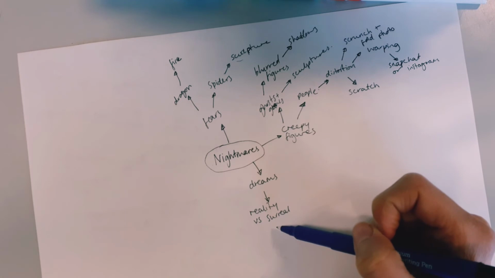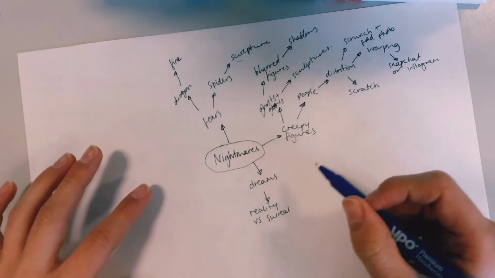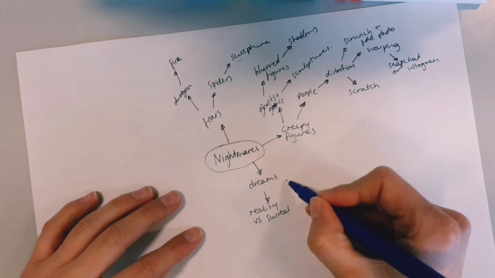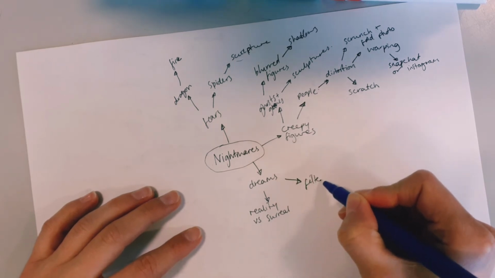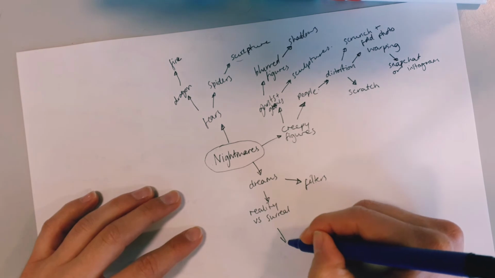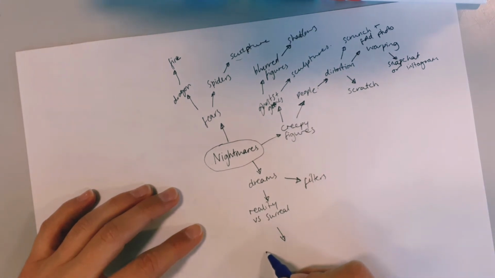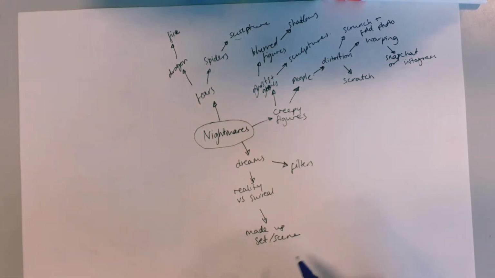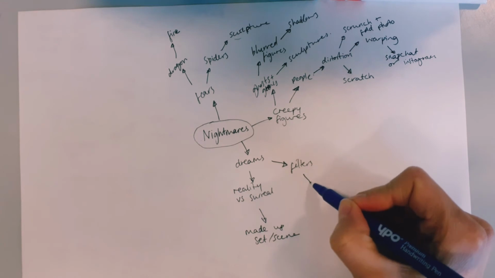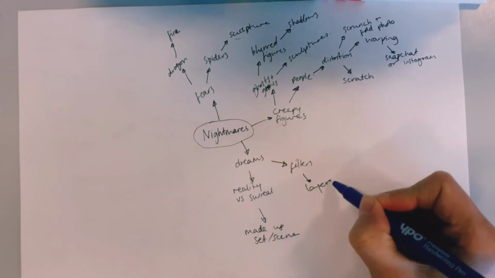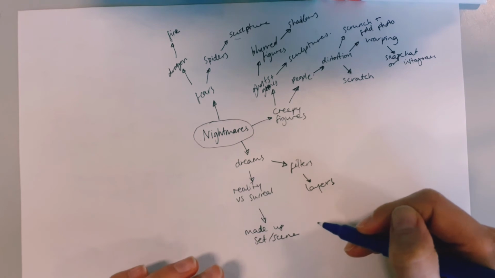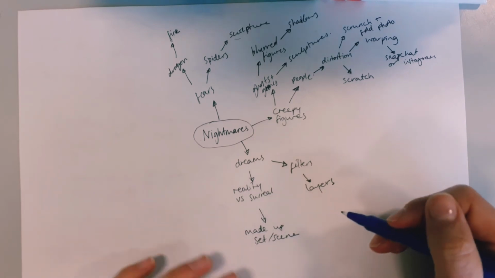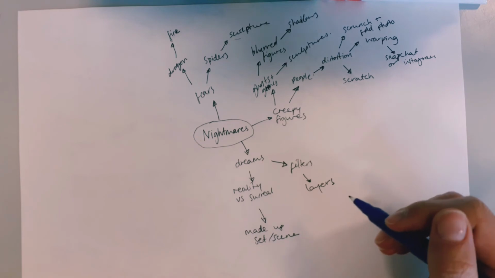So dreams, reality versus surreal. How could you create maybe more of a dream-like feel? Could you have different filters? Maybe a made-up set or scene where you actually create a completely different environment. Filters, layers. Maybe you could layer things up to make them look dream-like, to represent a dream rather than just being a straightforward photo.